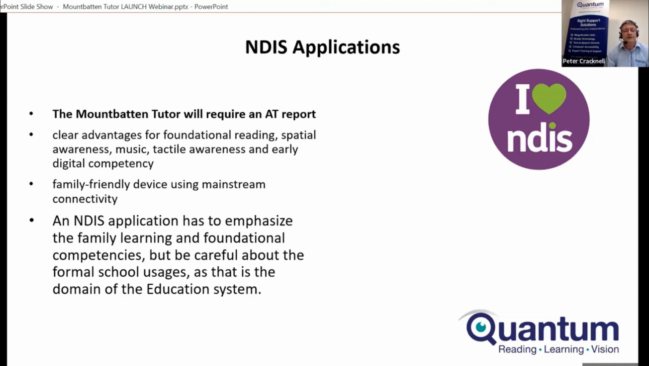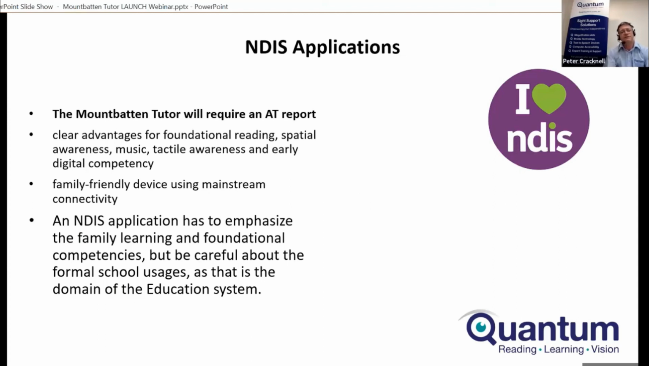So the important point is, of course, that Mountbatten Tutor, being such an expensive device, will require an assistive technology report, and that's usually done by an occupational therapist or an adaptive technology specialist, and it's a proper comparative report which is arguing about the benefits to the child of using a Mountbatten Tutor.